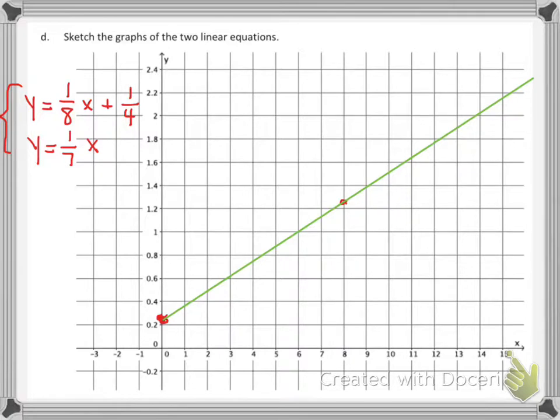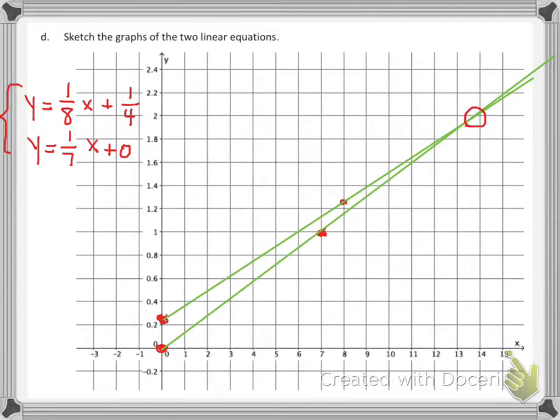Second equation, well, this is crossing the y-axis at 0. So that's the origin. And then the slope is up 1, right 7. Up 1, right 7 is going to be right there. And if we follow the line through those 2 points, we're going to see them cross somewhere up in there. So the intersection, I don't know, it's about right there.